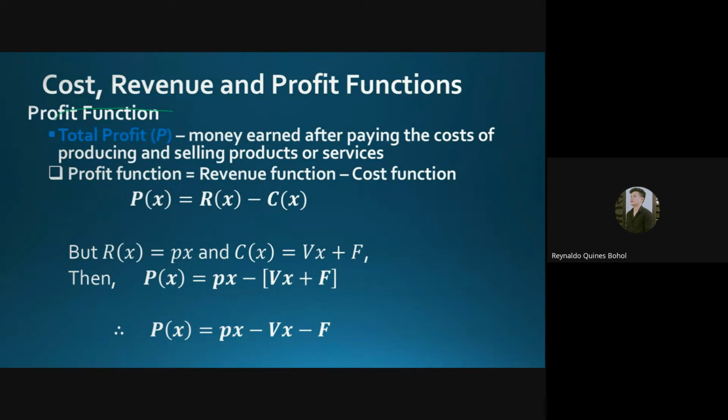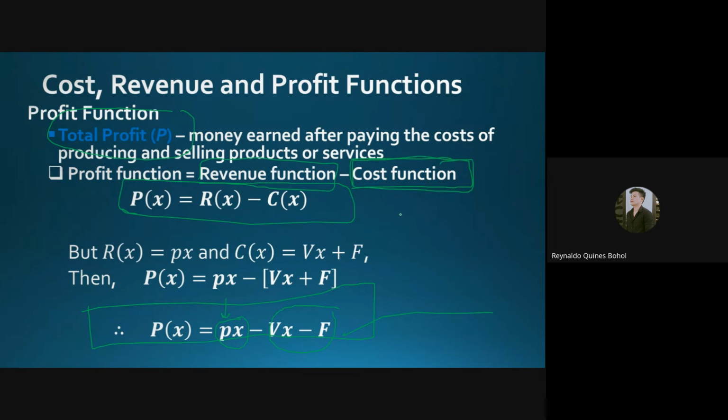This is the money earned after paying the cost of producing and selling products and services. Kaya nga siya pinag-minus dito. Revenue minus the cost function. So ito yung magiging formula natin. So P of X equals small t times X minus the cost. Ito yung sa revenue, ito naman yung sa cost function. Kaya ito yung magiging basehan natin dito sa profit. Kunin muna natin yung equation ng revenue, tapos i-minus natin siya sa cost function.